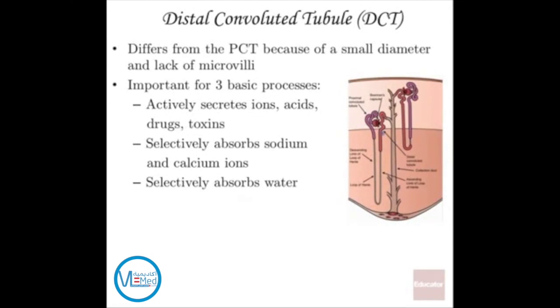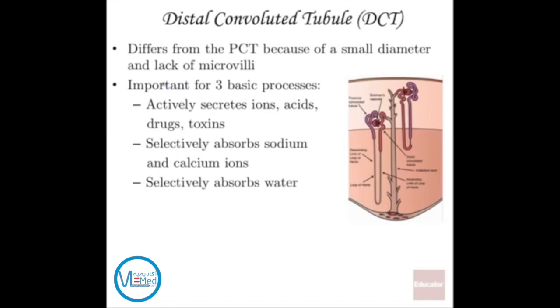Next up, the distal convoluted tubule, the DCT, which is here and here in kind of this salmon pinkish color. It differs from the PCT that was in kind of this purplish because of a smaller diameter, smaller than the PCT, and lack of microvilli. You actually would find some microvilli associated with that cuboidal epithelial layer.